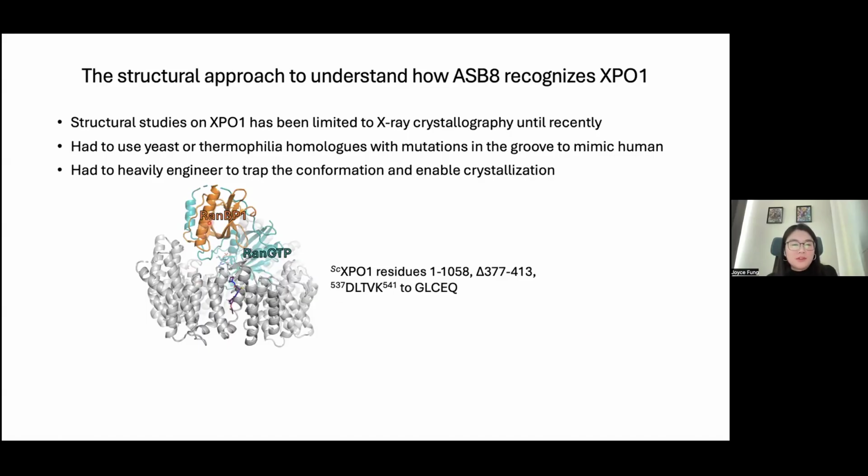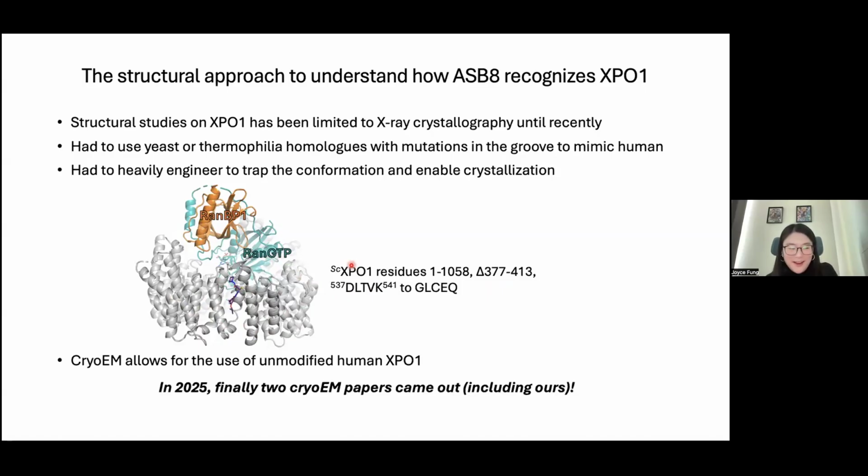For example, the structures that I showed you earlier were done in this kind of intermediate complex where we have Expo1 bound to RAN-BP1 and RAN-GTP, and it has a loop mutated, and the groove residues are mutated to look more like human. But CryoEM allows us to use unmodified human Expo1 without any of this problem. So it was really nice that we could do that. And thankfully, thanks to that, we were able to have this paper in 2025. And there's another group that also has an Expo1 paper, also came out at the same time.